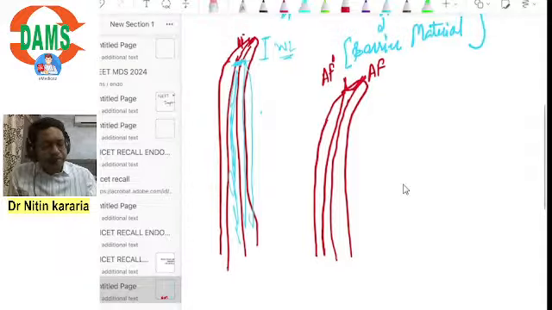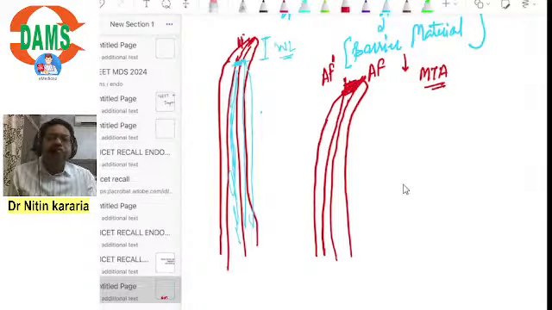So what we do, the most commonly used barrier material is MTA, mineral trioxide aggregate. It is pushed through the root canal and an MTA plug to seal is created, followed by coronal obturation of the root canal. So what is the management? We have to use a barrier material.